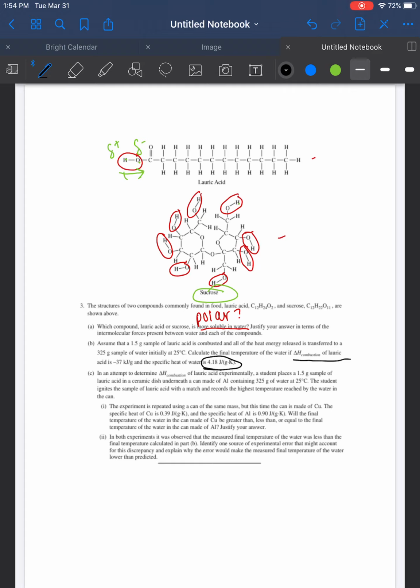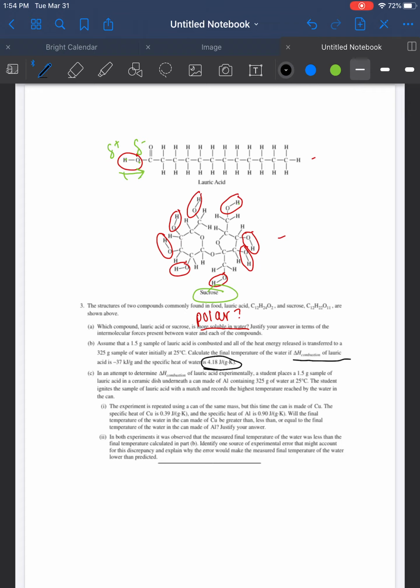So now let's look at part 2 here. Excuse me, my eye's bothering me. It says, in both experiments, it was observed that the measured final temperature of the water was less than the final temperature calculated in part B. Identify one source of experimental error that might account for this discrepancy and explain why the error would make the measured final temperature of the water lower than predicted.